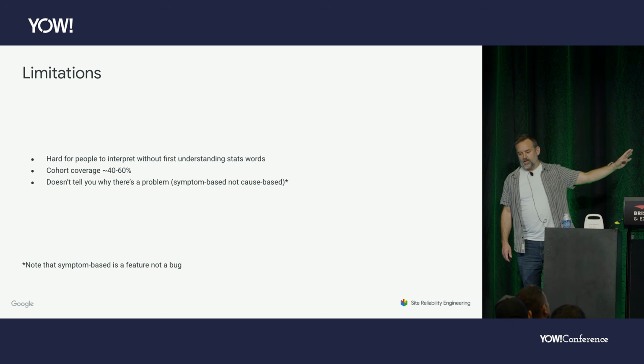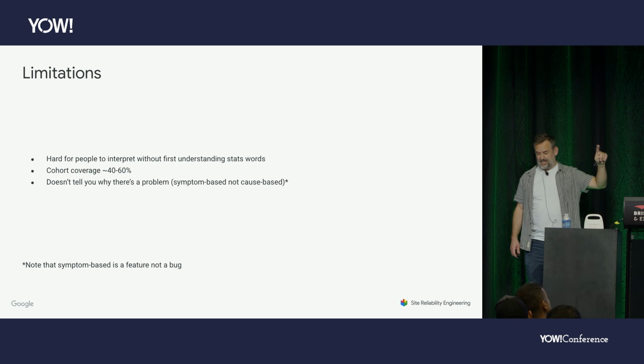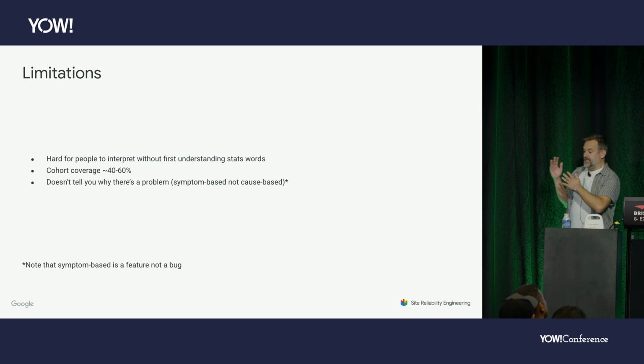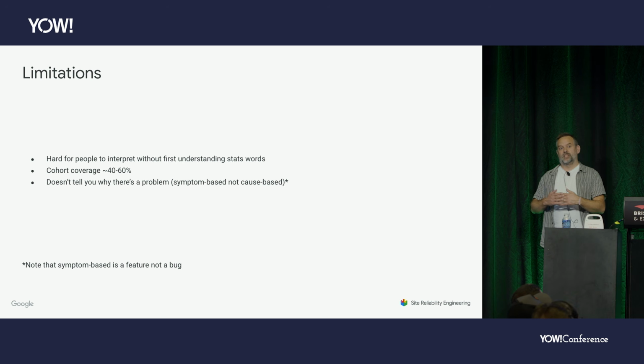The cohort coverage, 40% to 60%, that's totally fine. Not 100%, doesn't matter in this application. And then, a feature, not a bug, but this is symptom-based. It's telling you customers are experiencing a problem, doesn't tell you why.